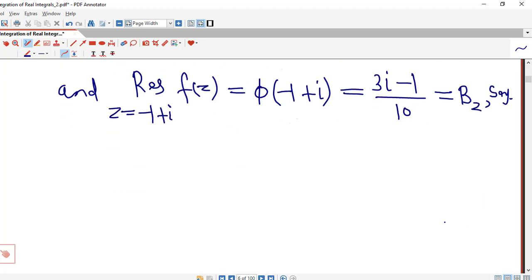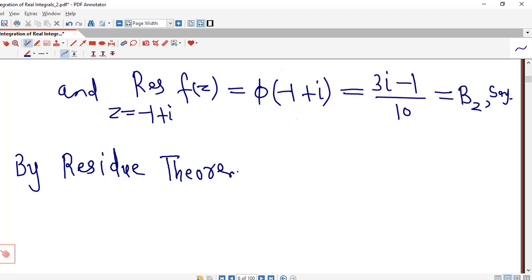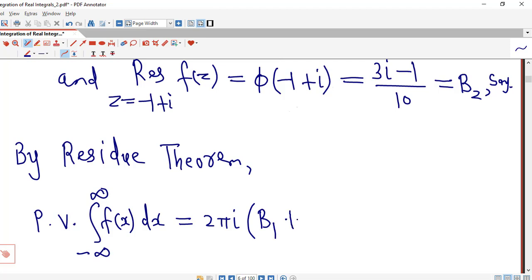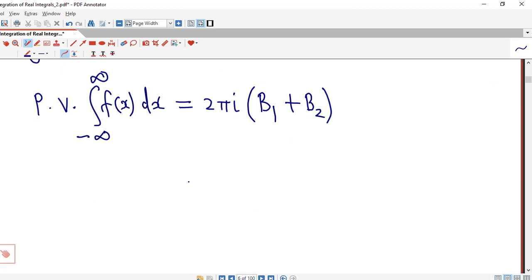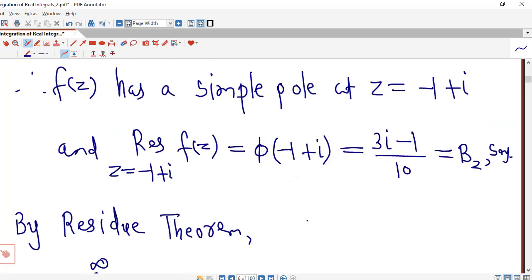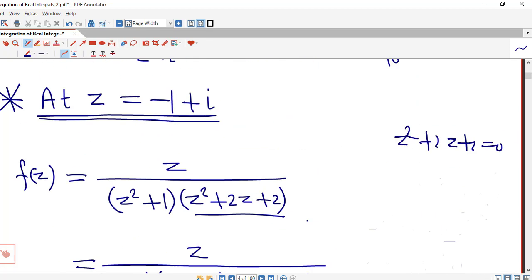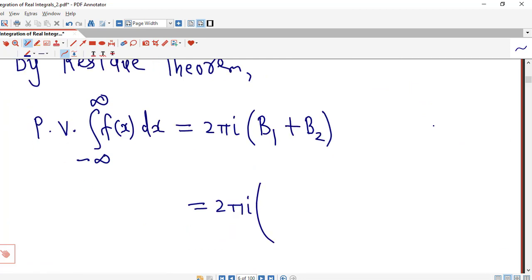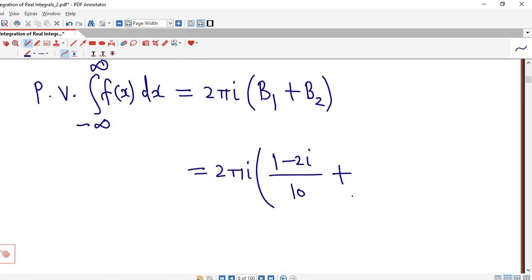So we have obtained residues at both the poles in the upper half plane. So now we can apply the residue theorem. Now by the residue theorem, we are interested in the principal value. So the principal value of the integral of function f(x) dx from minus infinity to infinity is equal to 2 pi i times the sum of residues of f of z at poles in the upper half plane. The residues are denoted by b1 and b2. So now we substitute values of b1 and b2. The residue at z equal to i was 1 minus 2i divided by 10. So we substitute here 1 minus 2i divided by 10 plus b2, which is 3i minus 1 divided by 10.